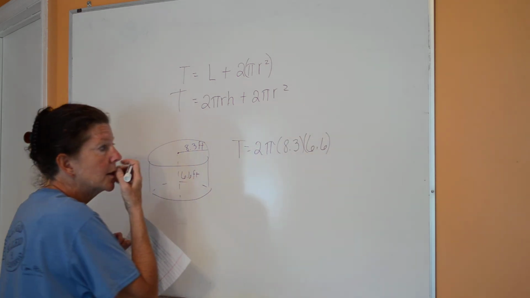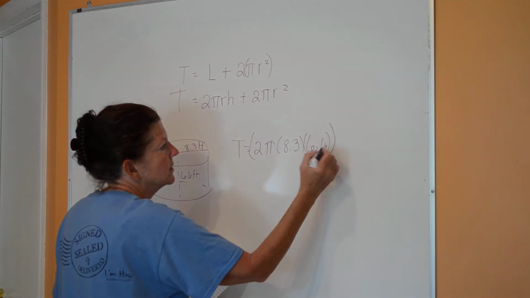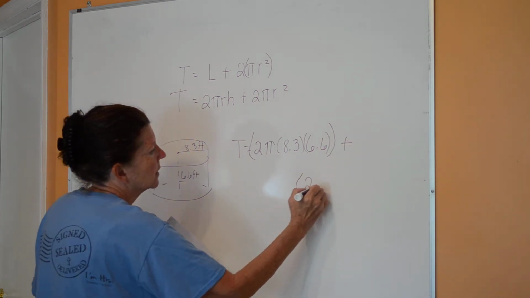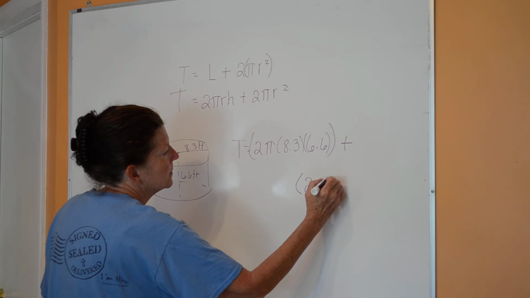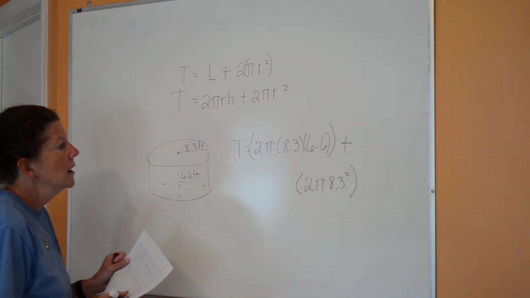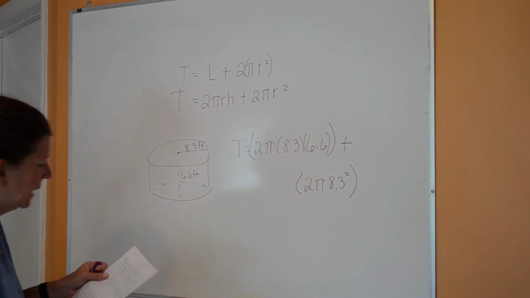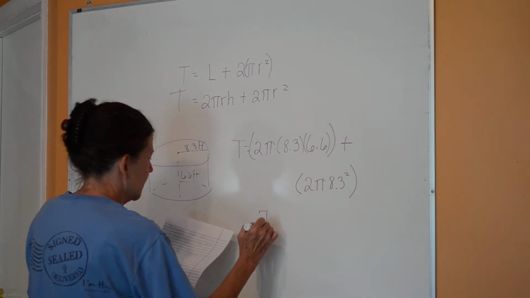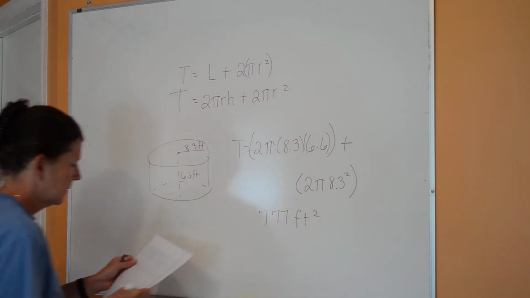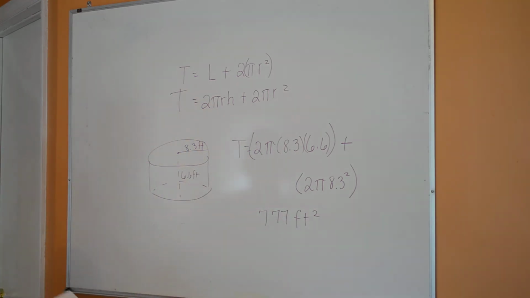If you're going to put it all in the calculator, make sure you're putting parentheses around that whole thing, plus, and then put parentheses around this whole thing, 2 times pi times 8.3 squared. Just stick it into your calculator and the result should give you 777 feet squared. All right, now I want you to try one.